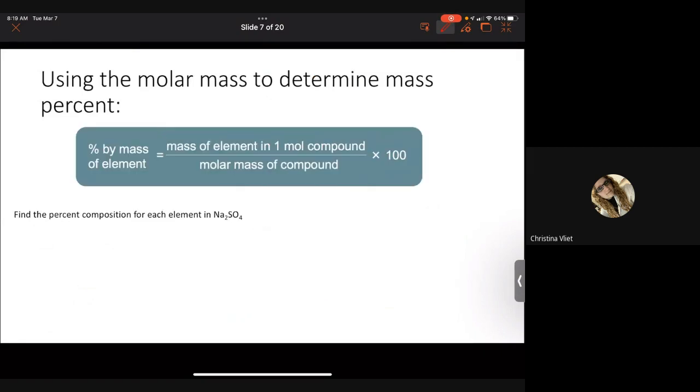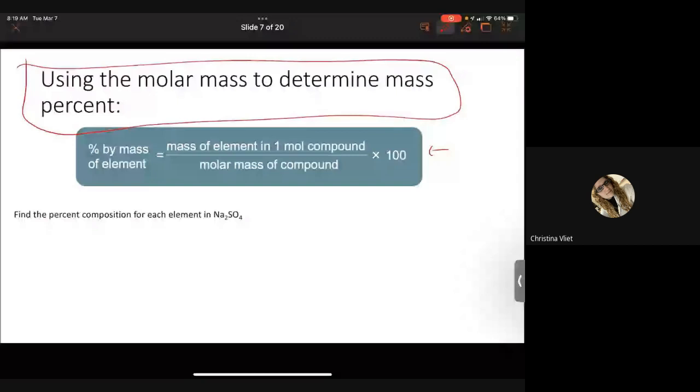So it's called using molar mass to determine mass percent. You're going to want to title it like this. You can write the formula. It's optional, but it is actually the same formula as before. It's just in the scenario that you have molar mass, here's how you find percent by mass. But it's still, to me, mass of element divided by mass of compound. It's just the mass of the compound, if you're given the chemical formula, is the molar mass.